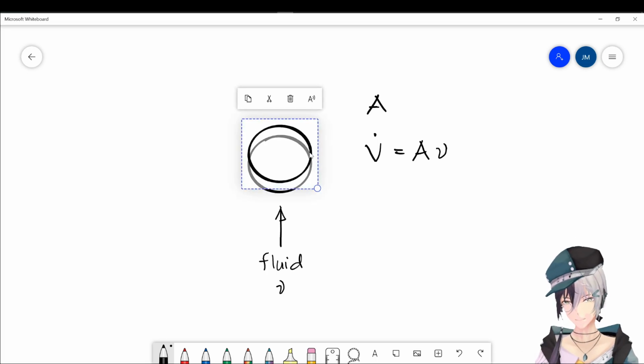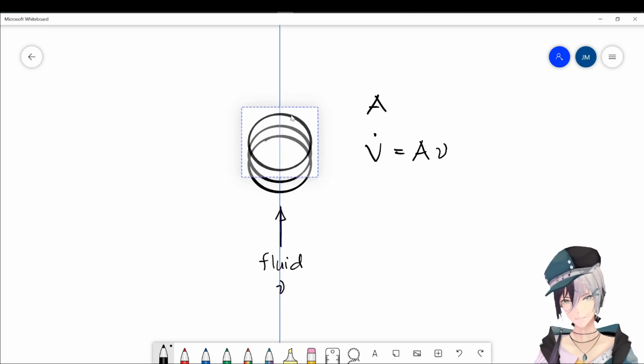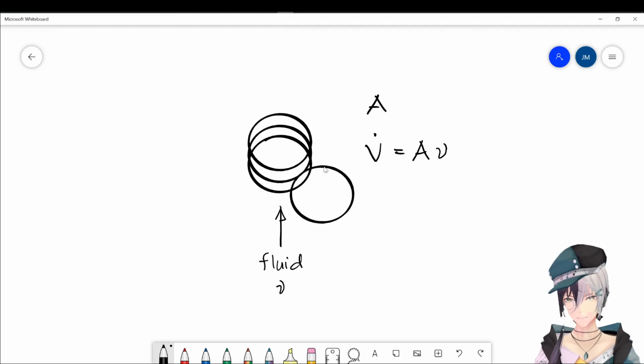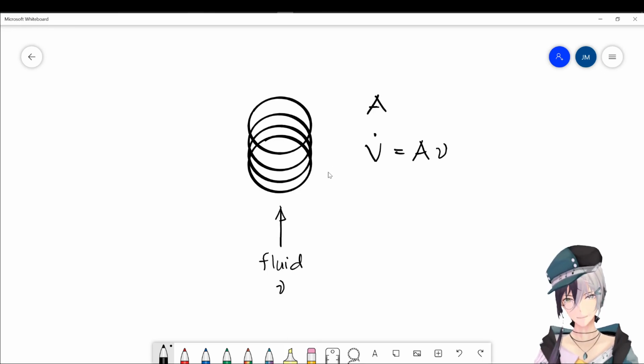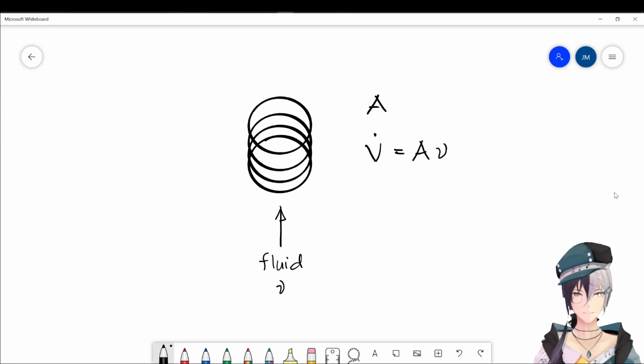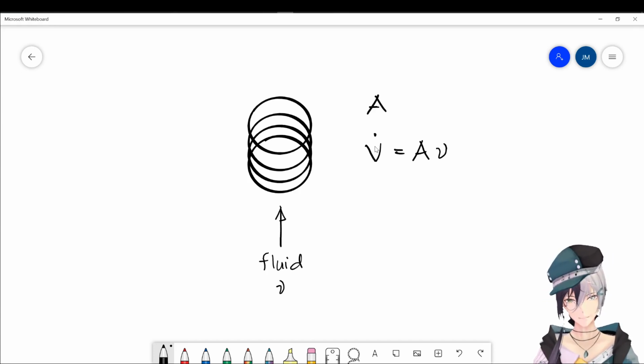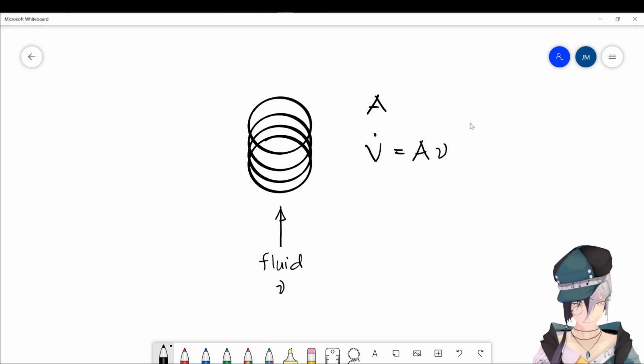Another surface, and then another surface, in such a way that you now have a certain height or length, and with that you now have volume. In this case, it is volume flow rate, and volume flow rate is simply area times the velocity of your fluid.